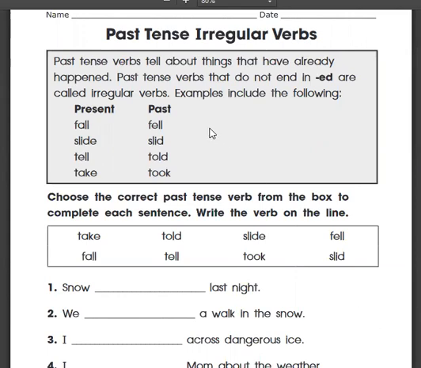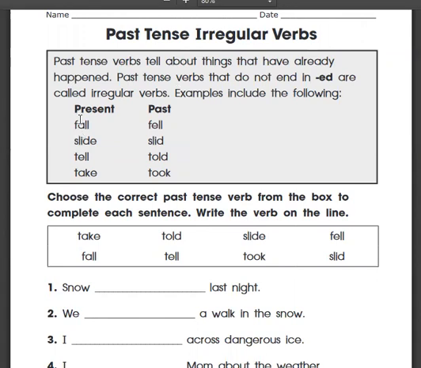Here's what we're going to do. We are going to choose the correct past tense verb from the box to complete each sentence. And we're going to write the verb on the line. So here they have the present tense verbs and the past tense, and down here they have them all mixed up. So we're going to choose the correct past tense for each one.